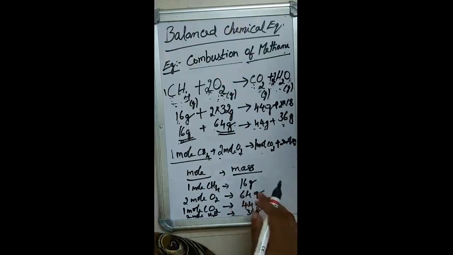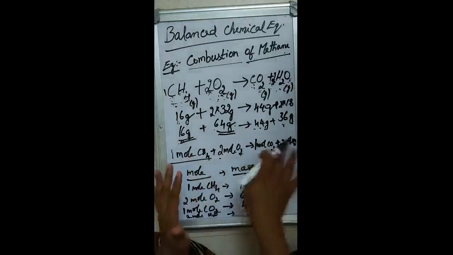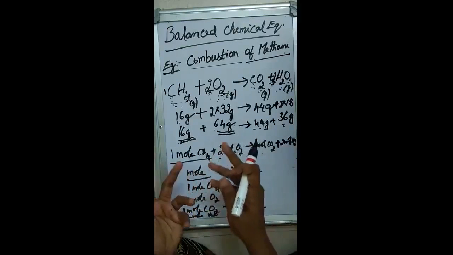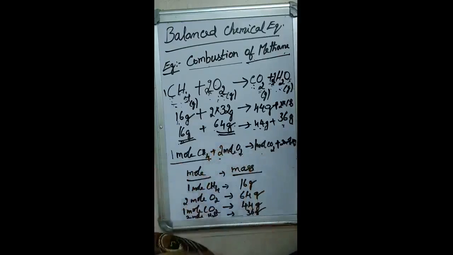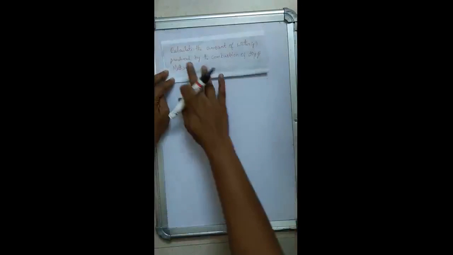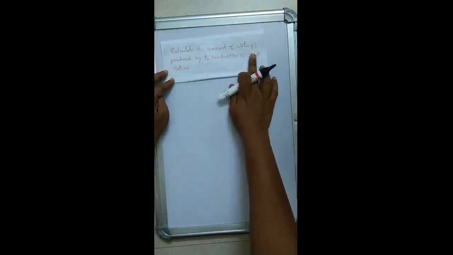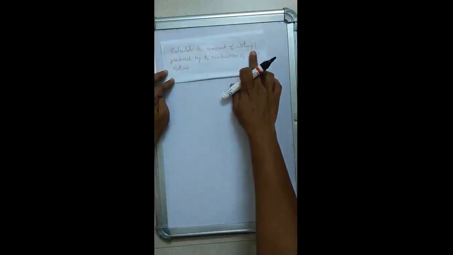I hope you understood the concept, the meaning of the entire balanced chemical equation. Based on this relationship, mole and mass, you have to calculate a few problems. Now, the first problem, based on the stoichiometric concept, calculate the amount of water, so in which state is given?